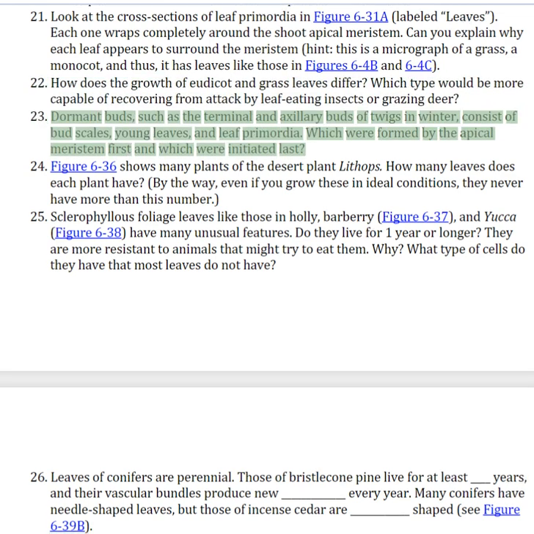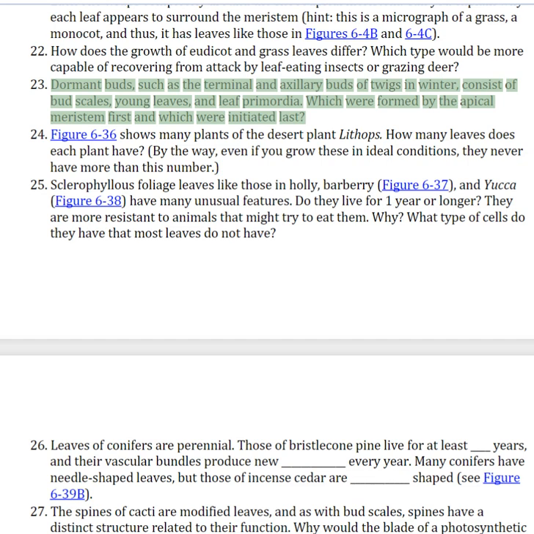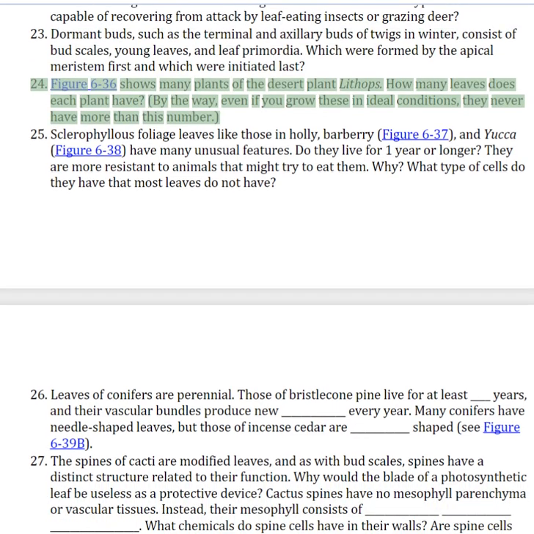23. Dormant buds, such as the terminal and axillary buds of twigs in winter, consist of bud scales, young leaves, and leaf primordia. Which were formed by the apical meristem first and which were initiated last? 24. Figure 6-36 shows many plants of the desert plant Lithops. How many leaves does each plant have?